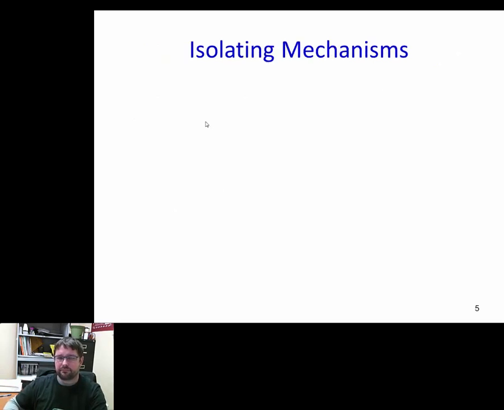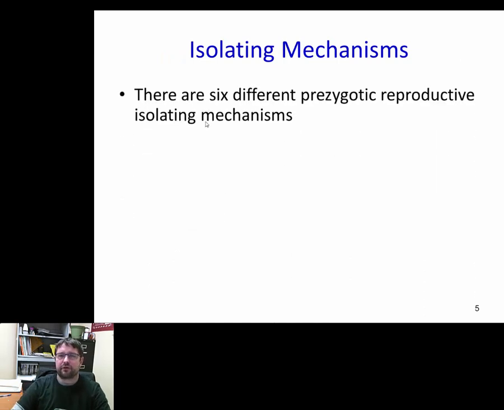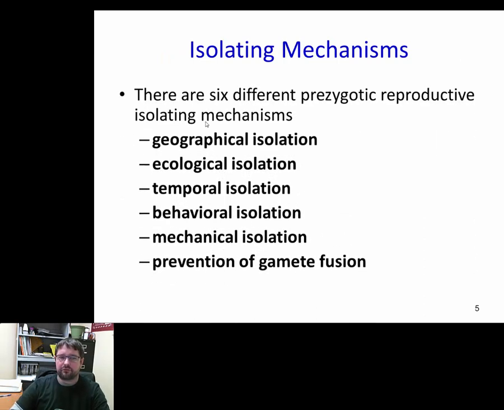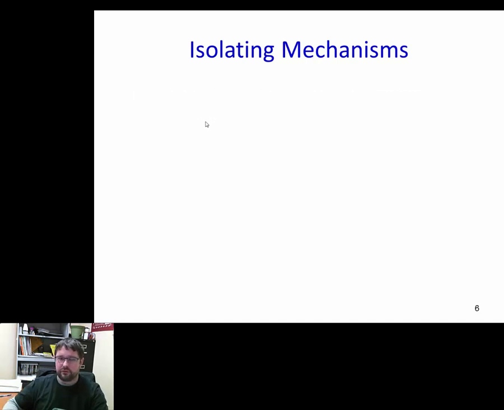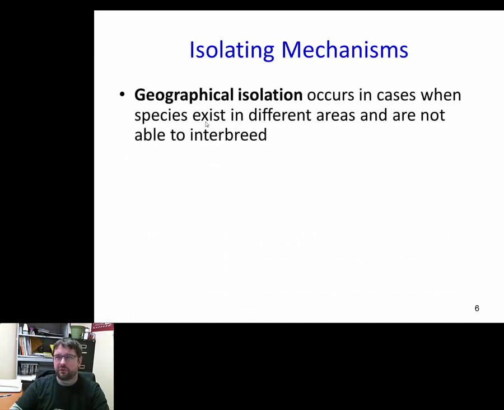Okay? So first, let's talk about the prezygotic reproductive isolating mechanisms. There they are. So you can have geographical isolation, and we'll go through each one of these in much greater detail. Ecological isolation, temporal, behavioral, mechanical, and then just the overall prevention of gamete fusion. Okay, so let's go through each one of these. Geographical is probably the one that's most often cited when we're talking about different species. And so this would mean that there's some type of physical barrier between two populations.